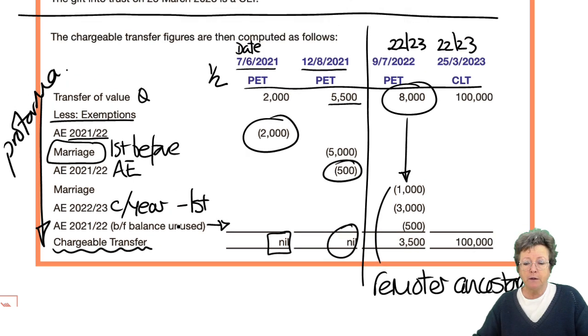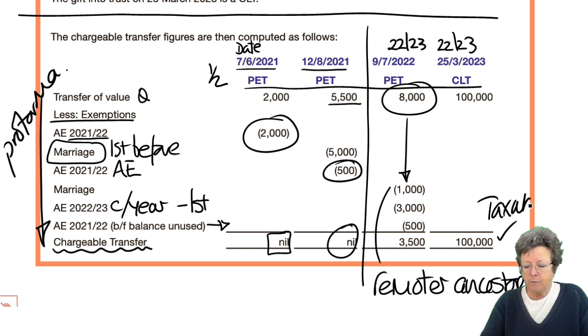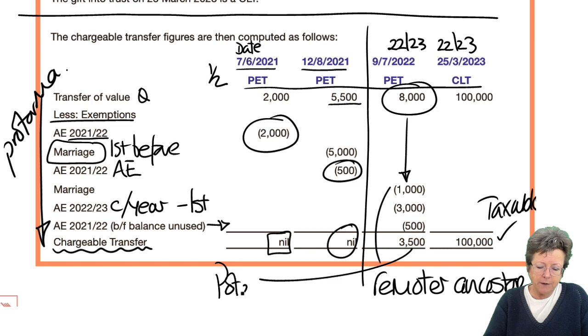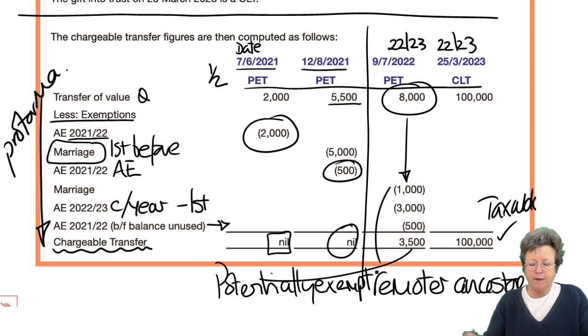The following gift is a CLT, £100,000 into a trust. No exemptions, all the exemptions have been used. And that then is taxable. This is potentially exempt. And we're going to see later what we do in that situation.